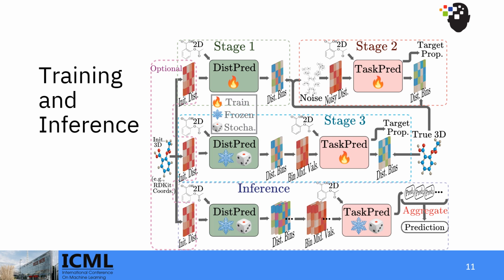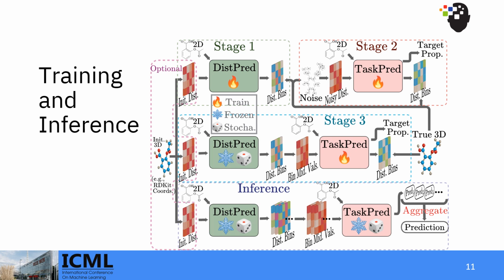Moving on to stage 2, we pre-train our task predictor. Here, we introduce some noise to the ground truth 3D structures. This noisy distance information, along with the 2D graph, is fed into the task predictor. The model is trained to predict the target property, while also maintaining a secondary objective of predicting the ground truth binned distances. This dual objective helps in regularization and ensures that the model doesn't overfit.